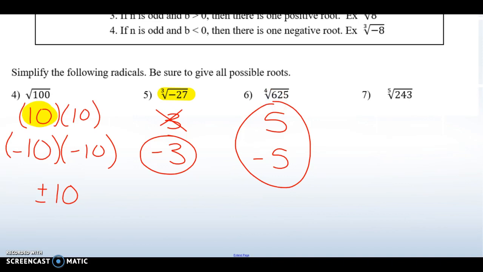And then the last one, what's the fifth root of 243? 3. And negative 3 or just positive? Positive. Just the positive one, right? Because there's only one way to multiply a number 5 times as a positive number and stay positive. Because a negative number 5 times would be negative. Okay, you guys already knew that, right? I just want to kind of refresh that.